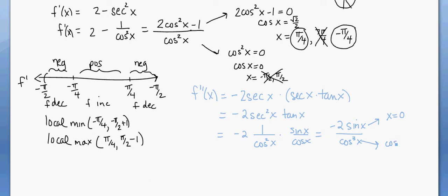And where is cosine cubed going to be 0? Well, that'll be wherever cosine is 0, and that again is just going to be values outside of our domain, negative pi halves and pi halves. So we don't get any new information there. We're just looking at x equals 0.